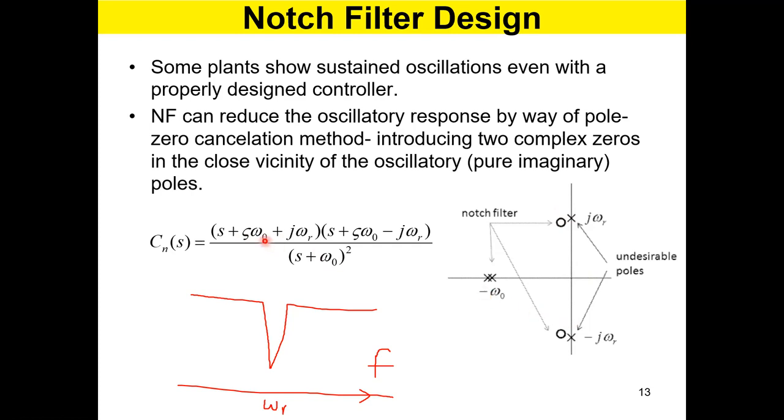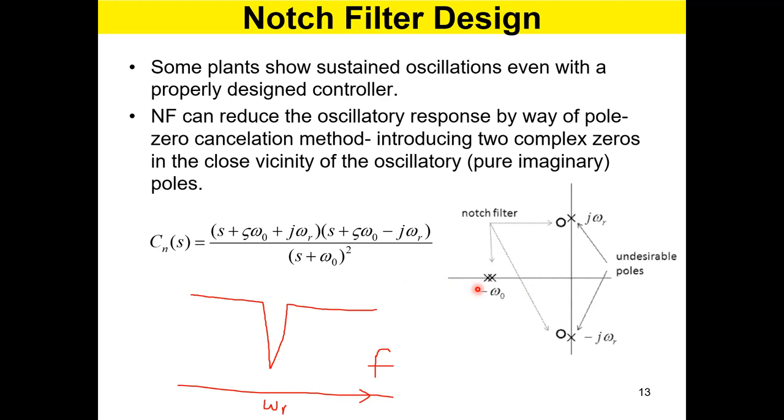So this is our notch filter transfer function. Okay, we expect this to cancel out this j omega r pole here and here. And in addition to that, it introduces these additional poles here, at omega zero. But make sure these two poles are farther away on the real axis, so that these poles are very fast poles. They are not the dominant poles of the plant. This is another thing you need to remember.